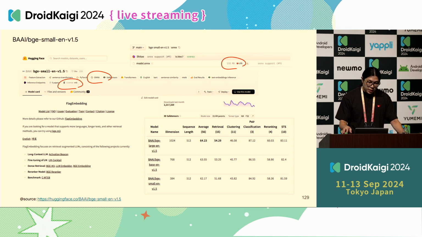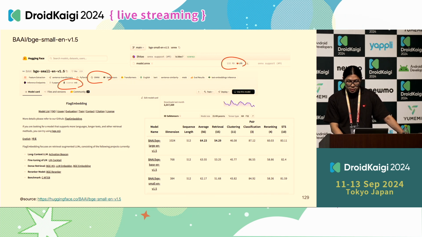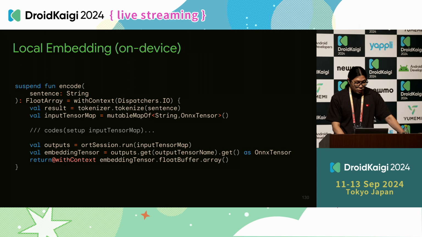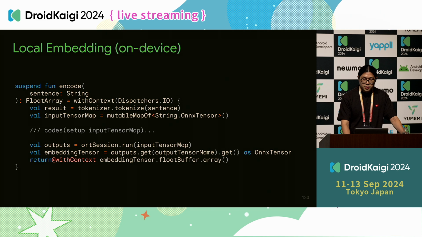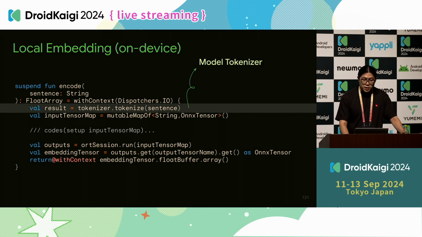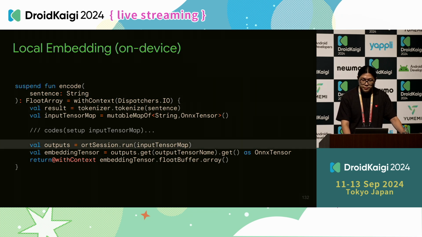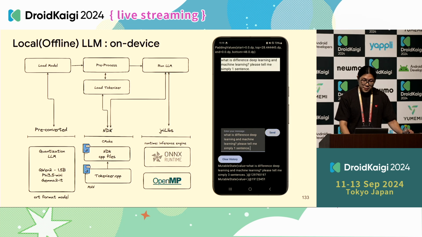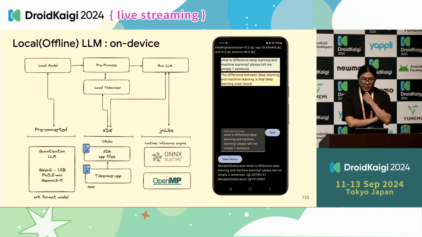In addition to this, I used the BGE-small model developed by BAAI, the Beijing Academy of Artificial Intelligence. This code is the encode method. It is set as a suspend method to be handled as a coroutine. I pass the list of sentences as an argument, then tokenize it using the tokenizer. Then it performs the embedding process through ORT sessions. It's simple. Next, it's a diagram for running an on-device LLM.